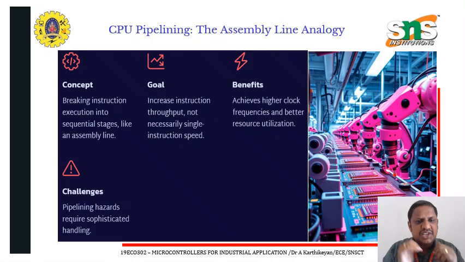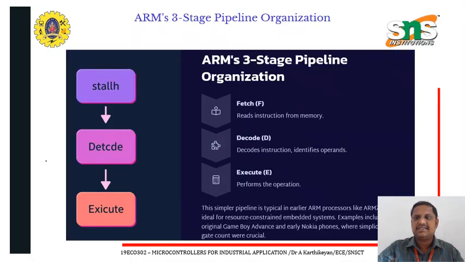What are the main challenges we focus on? Hazards: handling hazards in pipelining is very difficult. That is the main challenge of pipelining. Like this, we assemble the information through the pipeline manner. That is called an assembly line. And mainly we have 3-stage and 5-stage pipeline organizations available.